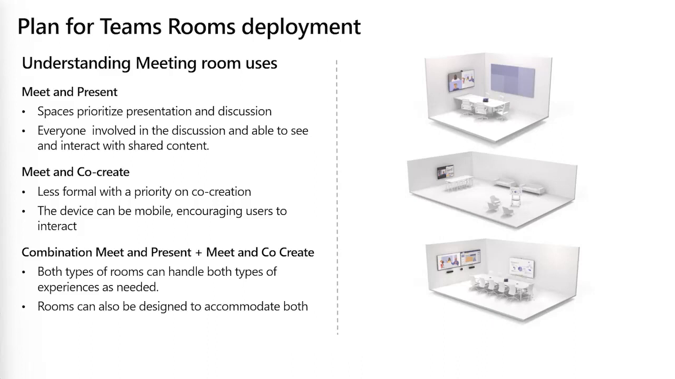Another space type is meet and co-create. So this could be mobile as well, the device. So we've got a Surface Hub there on wheels. We could combine those, so meet and present and meet and co-create.